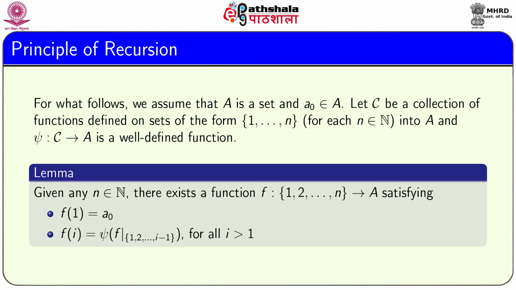For what follows, we assume that capital A is a set, a0 is a point from capital A, C is the collection of functions defined on sets of the form 1 to n for each n belonging to N into the set A, and psi from C to A is a well defined function. We shall show that for any n belonging to the natural numbers, there exists a function f from the section 1 to n to the set A satisfying f1 equal to a0 and fi is equal to psi of f restricted to 1 to i minus 1 for all i greater than 1.